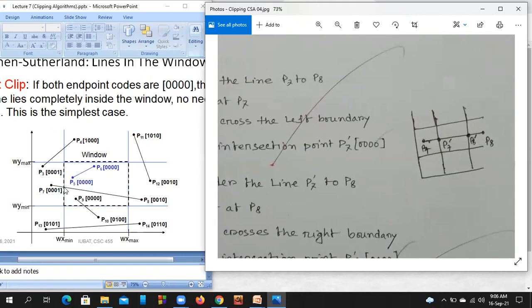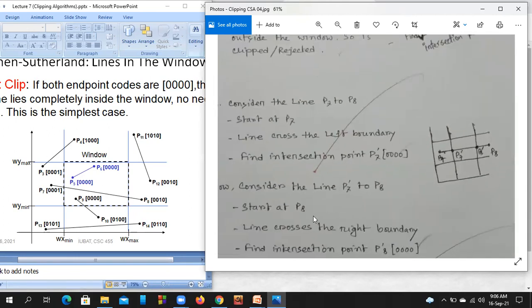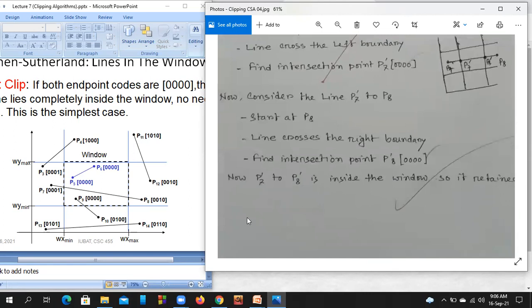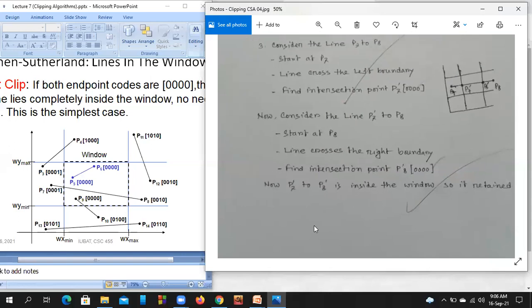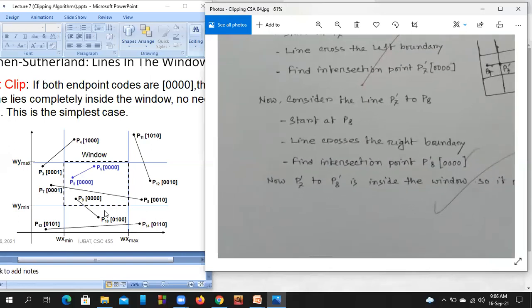Yes, it is crossing the left boundary in P7 prime, which should be 0000. And when we start from P8, it crosses over that right boundary, which is actually P8 prime, which is 0000. So P7 prime and P8 prime both have the region code 0000, so that is actually inside the window. So that part we will be retaining. Okay. So that is the way that we have kept it individually.